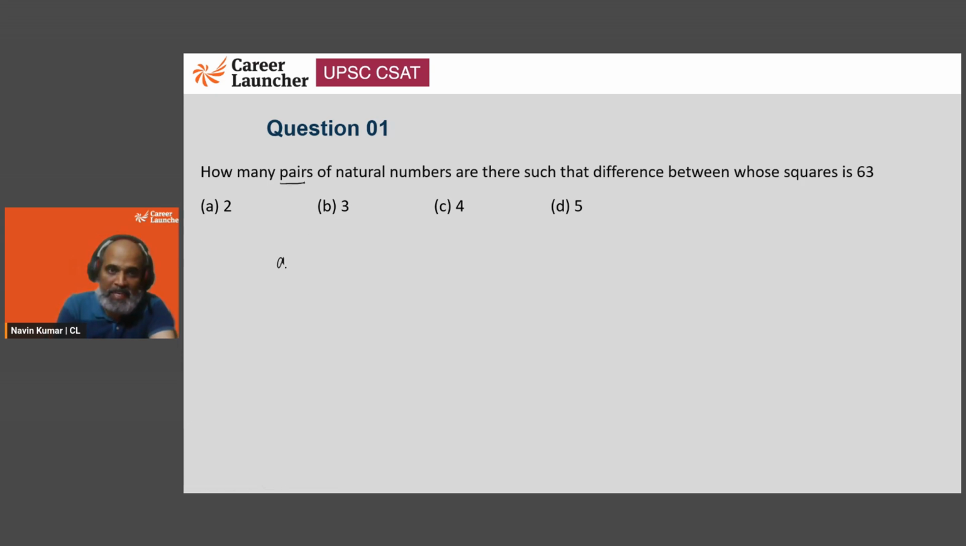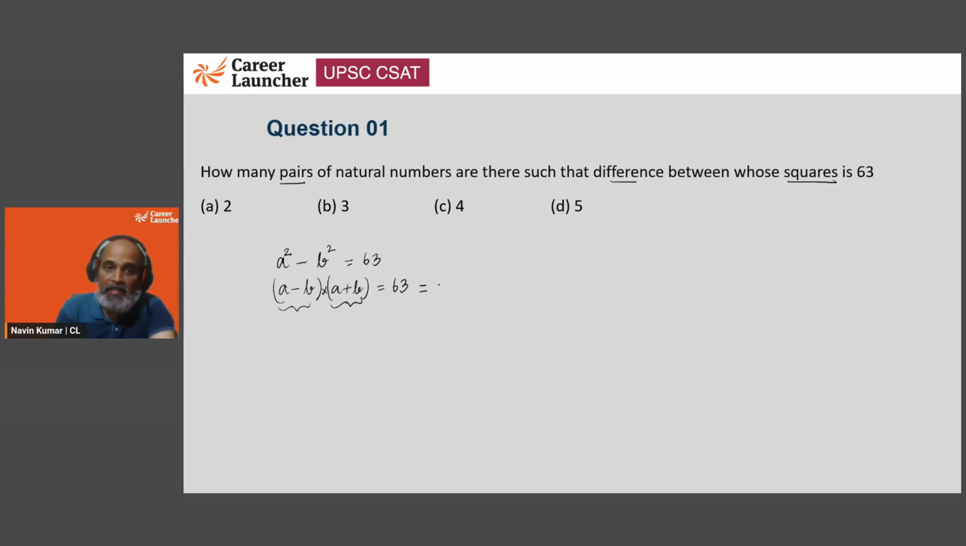Let's say one of them is A and the other is B. Then we need to calculate the difference of the squares. That means A square minus B square is going to be 63. Now, A square minus B square can be written as (A minus B) into (A plus B), that is equal to 63. If A and B are natural numbers, their difference and their sum are both going to be natural numbers, which basically means we need to find out in how many ways we can write 63 as a product of two numbers.